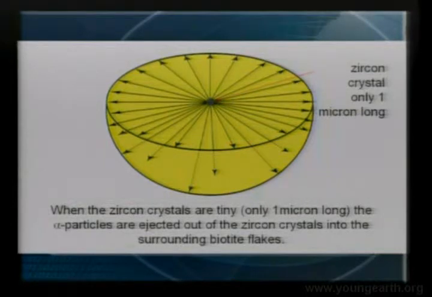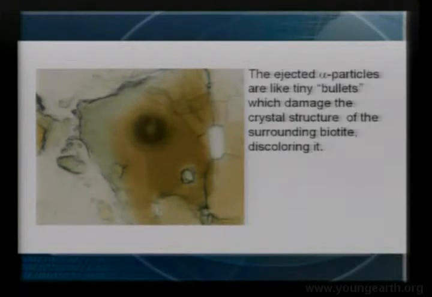It's the sheets that you put up on the frame on the inside of your house. You leave a hole in it if you fire a bullet through it. Well, imagine what it's doing. These alpha particles are like little bullets that are shooting out from the zircon crystal in the centre there into the surrounding biotite flake. And what happens? You get a discoloration of the crystal structure in the biotite.